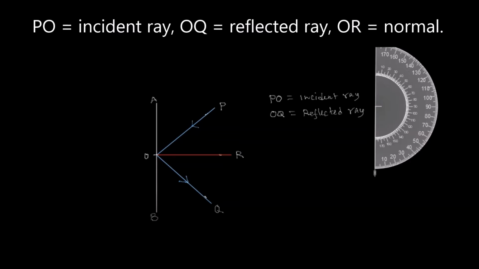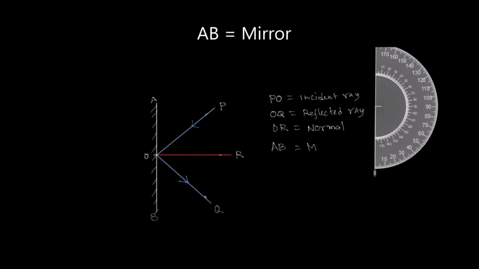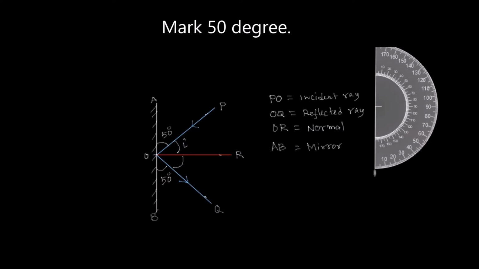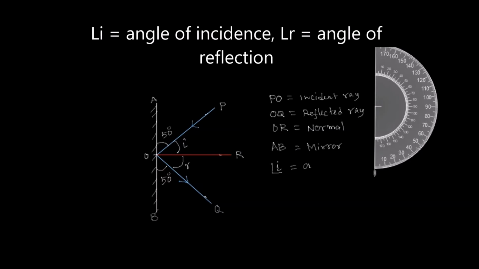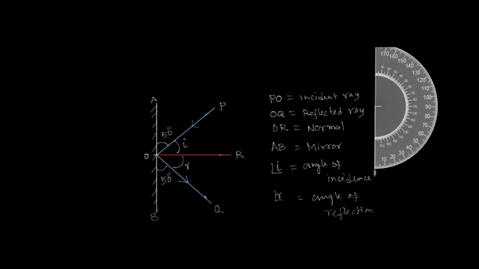PO is incident ray, OQ is reflected ray, and OR is called normal, that is perpendicular to the mirror surface. AB is the mirror. Mark 50 degree. Angle I, that is angle of incidence, R, angle of reflection.